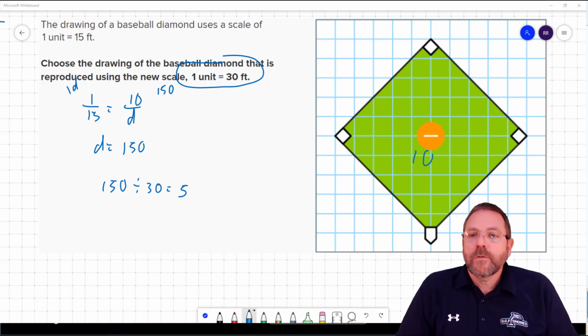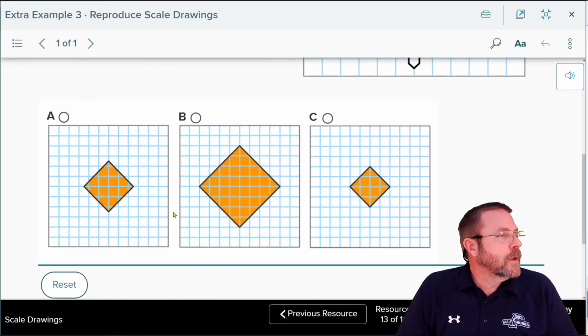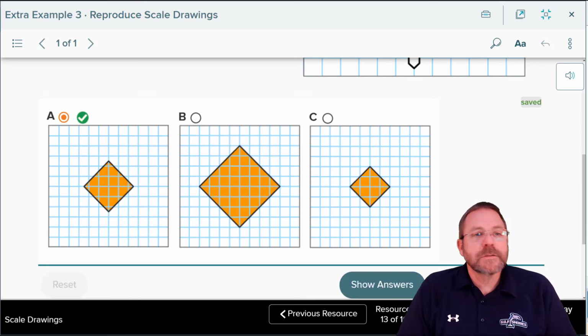Jump back over here to where our problem sheet was. Scroll down. This one here is 5 units across. That one is like 8. This one is 4. A is the only correct answer. That's what you have to do to get these problems right on your homework. Not that hard. You just got to follow the process.